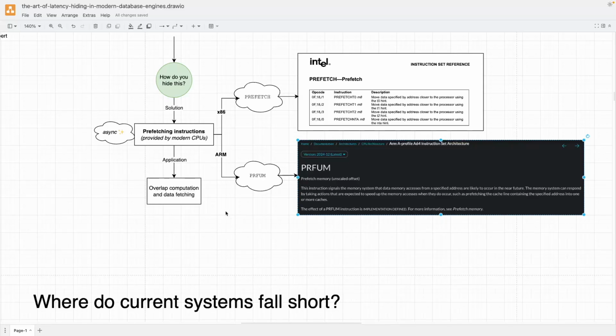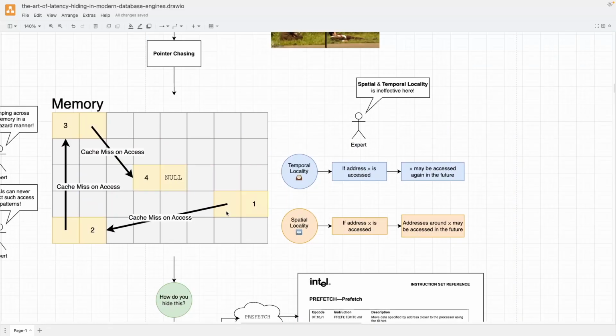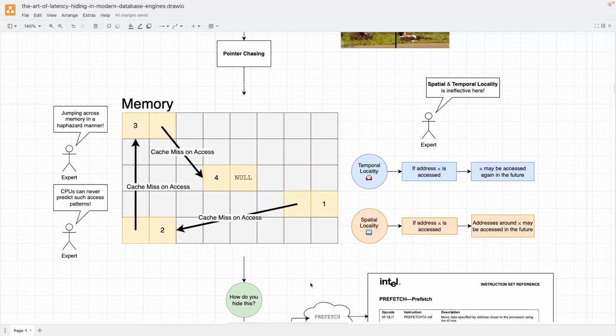Hello? Yeah, go ahead. Yeah, I did not understand the part where you said that for a linked list, it will cause a cache miss. Can you repeat that one? Sure. Why will it happen?